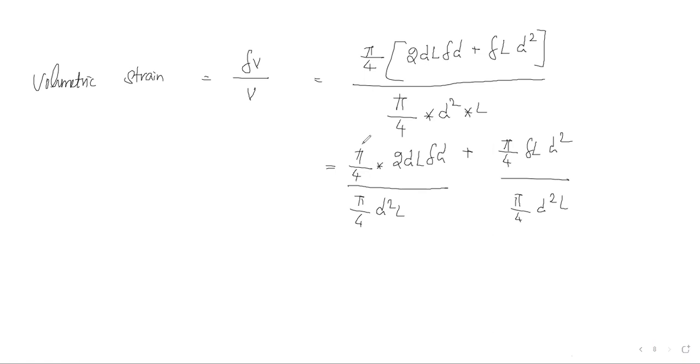So the common terminologies are going to cancel. So here L is going to get cancelled, and D on D is going to cancel. So the remaining term here is 2 into del D divided by D. Plus here pi by 4 gets cancelled, and d squared and d squared get cancelled. So the remaining term is del L by L. So this is our change in volume by original volume, that is volumetric strain. So this is the value.